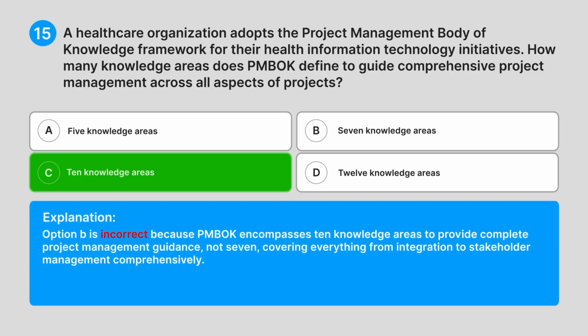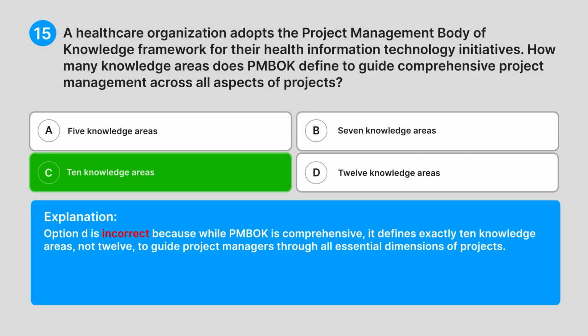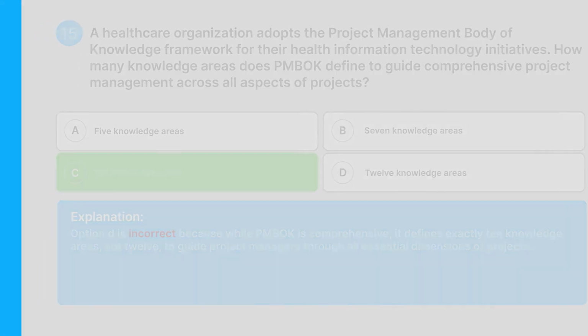Option B is incorrect because PMBOK encompasses 10 knowledge areas to provide complete project management guidance, not 7, covering everything from integration to stakeholder management comprehensively. Option D is incorrect because while PMBOK is comprehensive, it defines exactly 10 knowledge areas, not 12, to guide project managers through all essential dimensions of projects. Let's break down the comprehensive framework that PMBOK provides for project management.